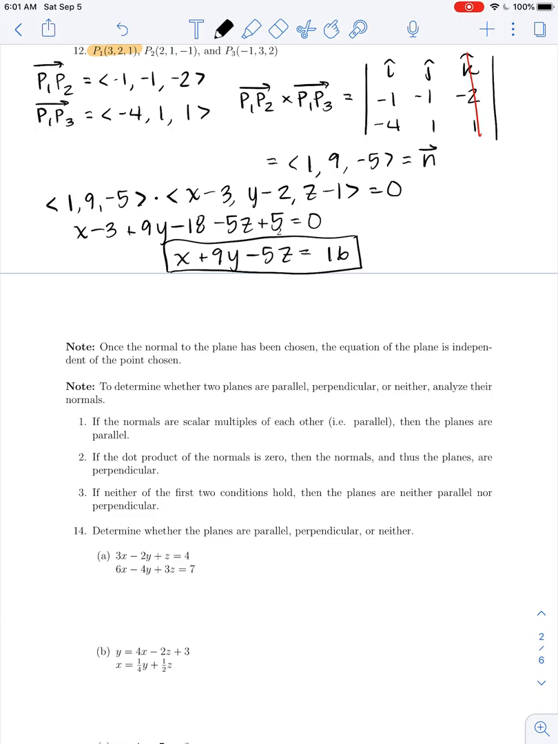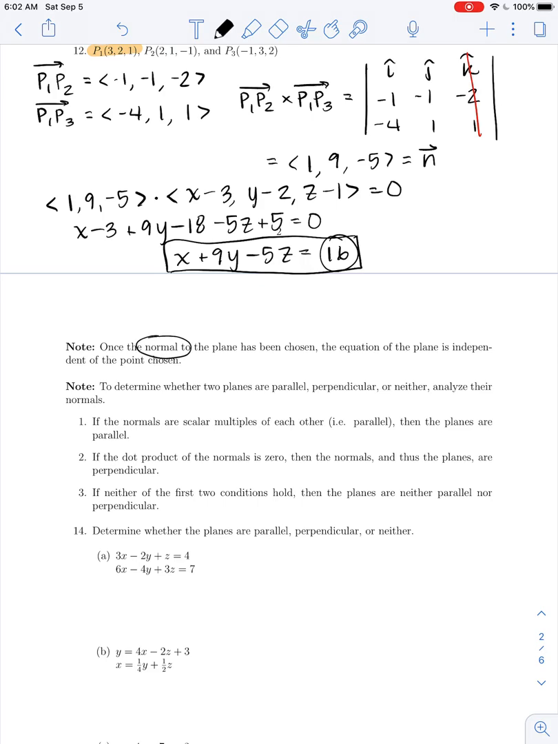All right, a couple of notes here before we move forward. I mentioned this verbally, but this first note says that once you have chosen your normal, then the equation of the plane is independent of the choice of the point that you're going to use. So what's going to happen here is, in the previous example, had I used point P2 or P3, it might have looked different in the setup, but once I distributed and carried out the dot product and collected like terms, this constant term 16 over on the other side was going to be the same no matter what point I used. Now, what's important here is that you have already chosen the normal.